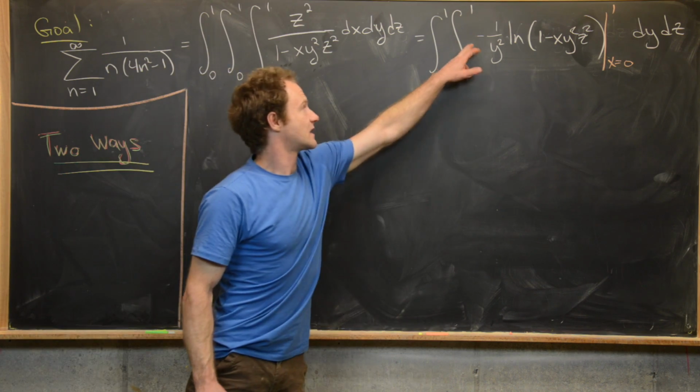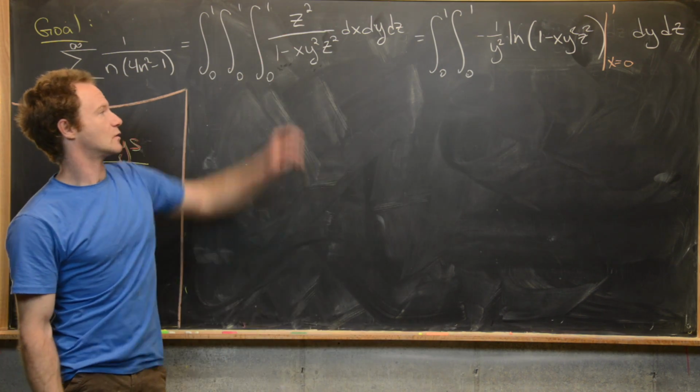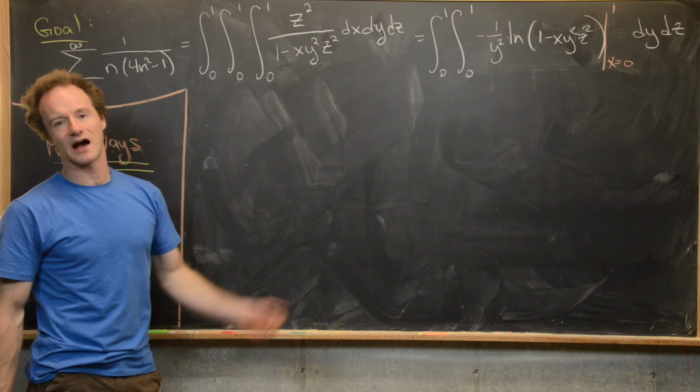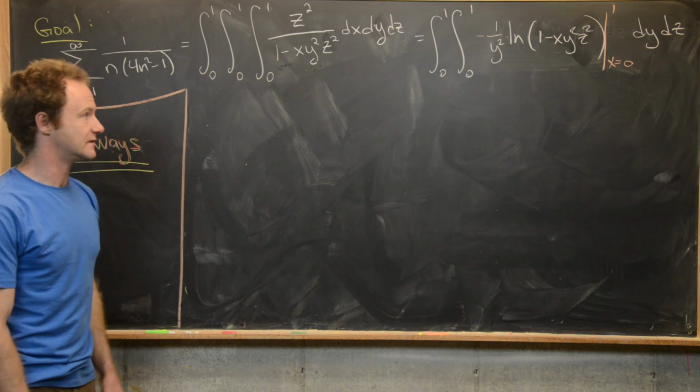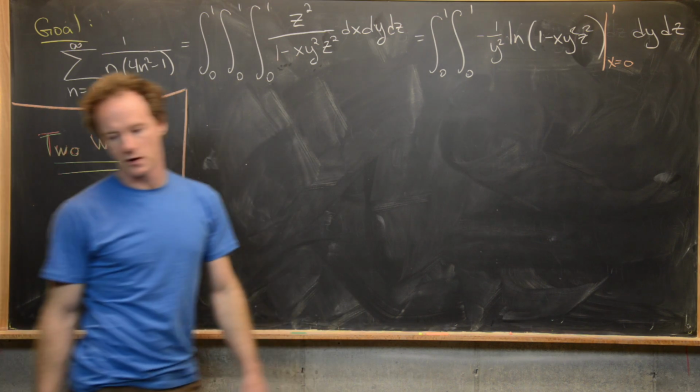So the minus sign will cancel that minus sign, the y squared will cancel that y squared, and then we'll get a z squared. So this checks out. This is the appropriate antiderivative. Now if we plug in x equals 0, we get natural log of 1, which is 0.